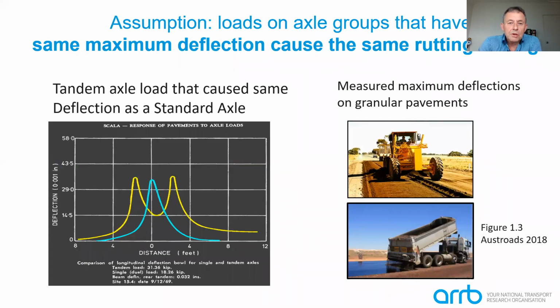The assumption of the work was that he was looking for the load on the tandem axle that would cause the same surface deflection, the maximum deflection, as the standard axle. The assumption being that if the deflection was the same, the pavement damage would be the same. So that was the critical assumption of that method. This testing was confined to granular pavements. So it was trying to estimate the damage to granular pavements, that is, deformation of the granular layers and the subgrade due to different axle group types.